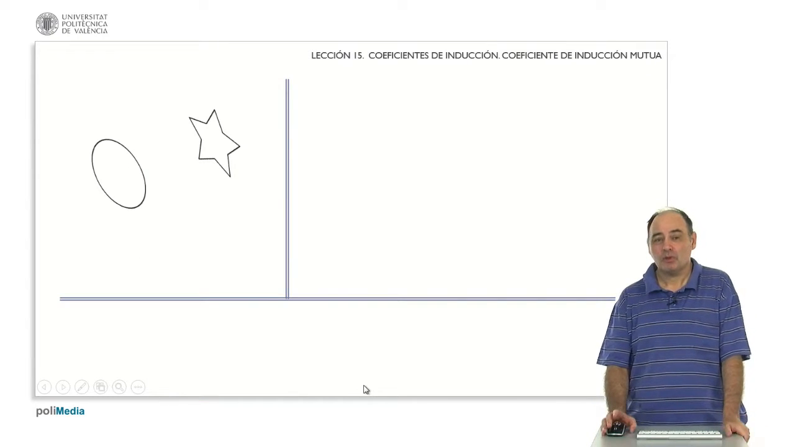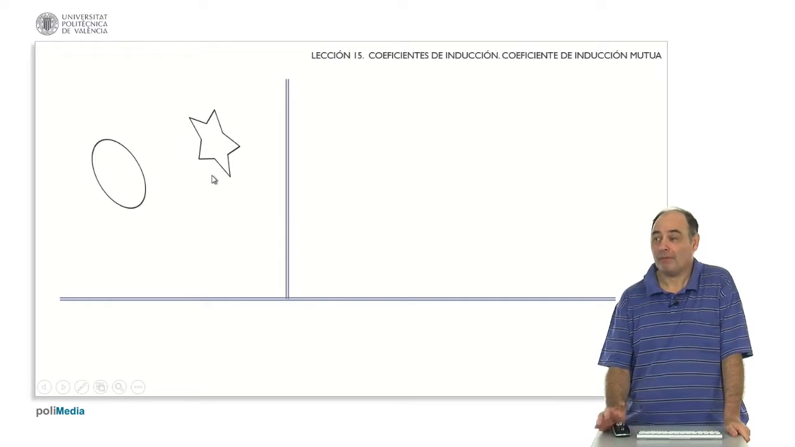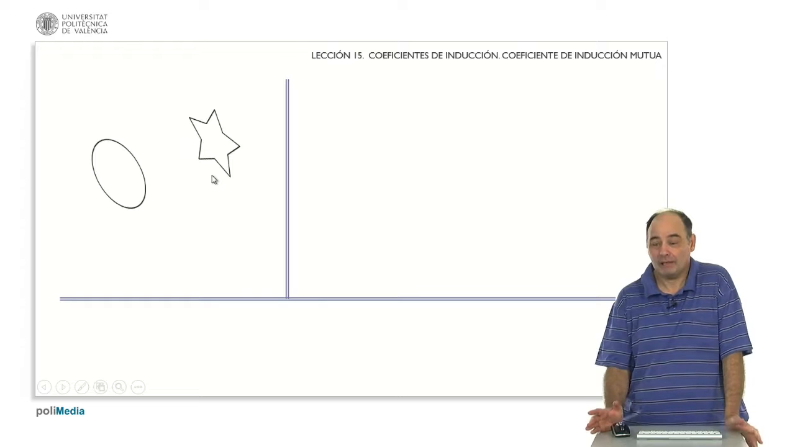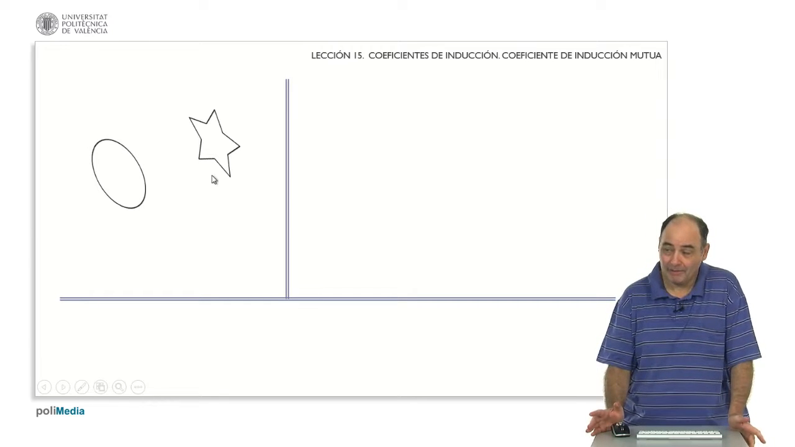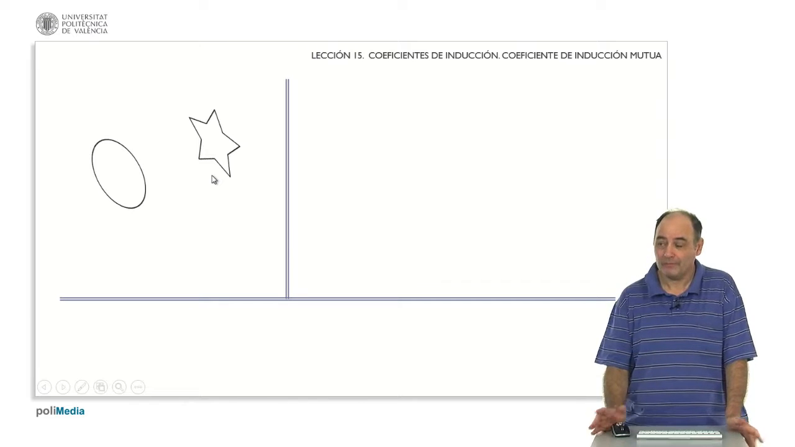Let's imagine that we have two electrical circuits. One has the contour that we are seeing right here. That is, it is a wire with this circular shape, and another one has this star shape. It does not have to be specifically this exact shape. The star means that the shape could be any. What truly matters and what is going to be relevant is the shape that they have and where they are placed and with what orientation.